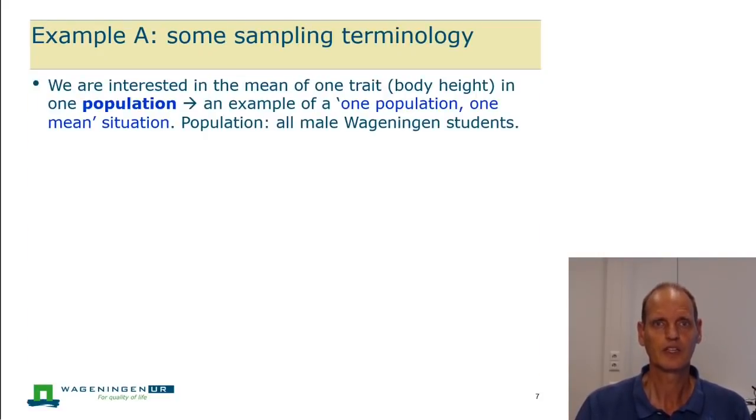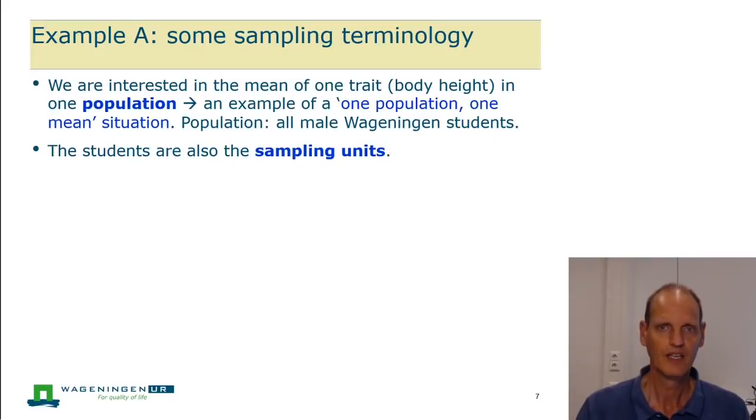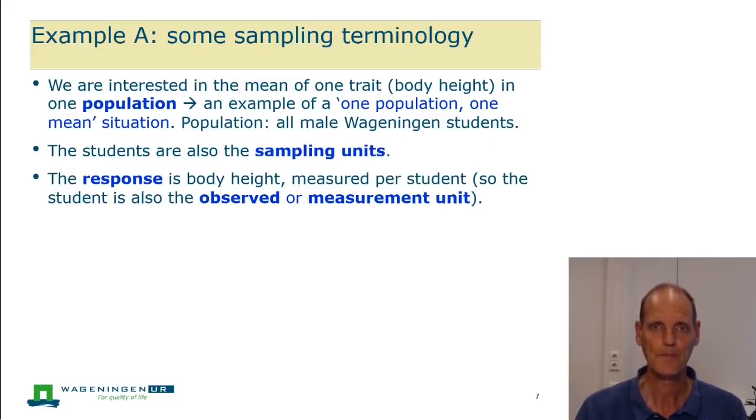Well, some sampling terminology. We're interested in the mean of one trait, in this case body height, in one population. So population is really a key word. The population here is that of all male Wageningen students. The students are also the sampling units. In this case, we do observational research. We draw a random sample of an existing physical population which we observe. The response variable is body height. It's measured per student, so the student is also the observed unit or the measurement unit.